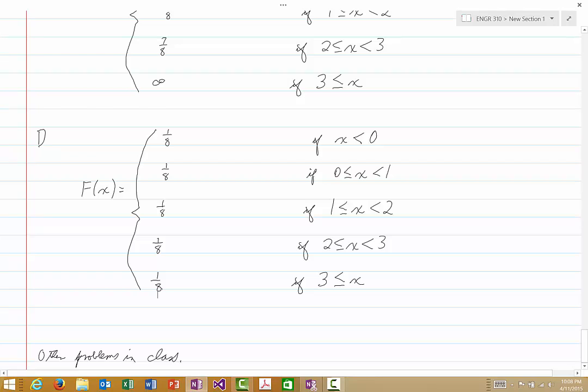So those are the 2 problems, and that concludes lecture B11. And then, as I said, we'll have, as usual, at least one other problem in class. So good luck.